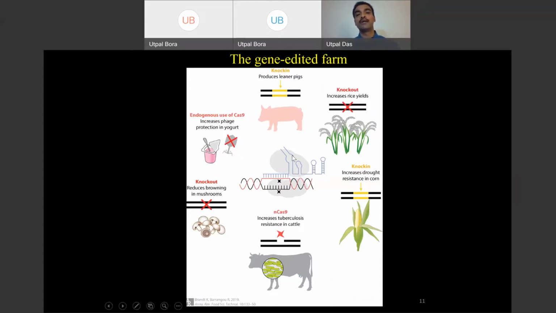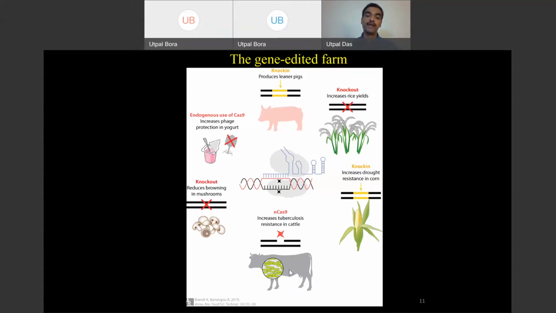We have knocked in certain genes into pig embryos. We now have leaner pigs with leaner meat. We have gene edited rice that gives more production. And not only that, we developed drought resistant corn. I think the gene name is Agros1 or something. So basically we have incorporated genes or mutated versions that allow us to grow plants or crops where there is no water or little water.